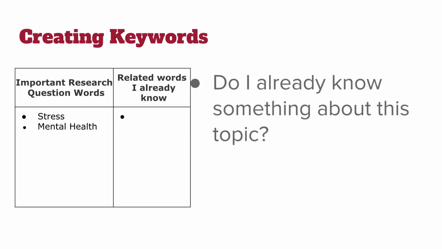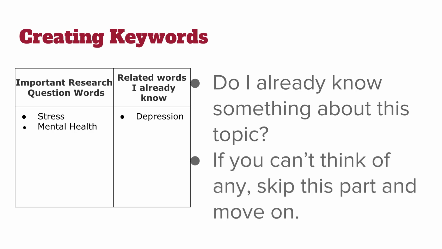The last step before we begin researching is to ask ourselves if we already know something about this topic. For example, for the question, how does stress affect mental health, I might know it already has something to do with depression. If you can't think of any similar or related words, that's okay. Skip this part and move on. However, remember that you can always ask a classmate, friend, family member, or even a librarian for help with generating ideas.